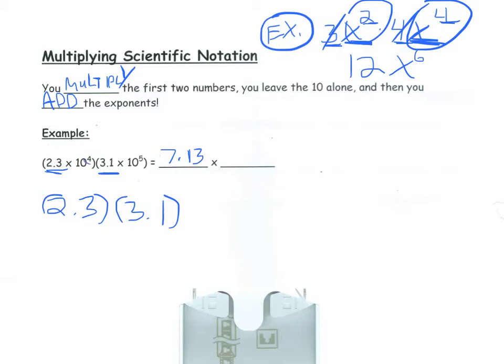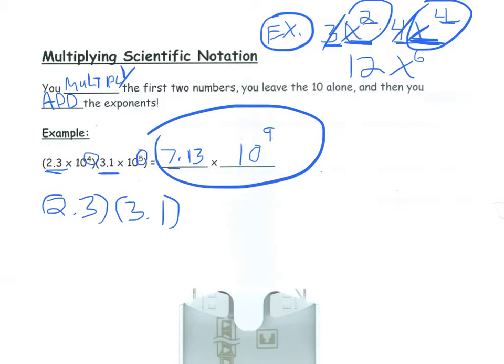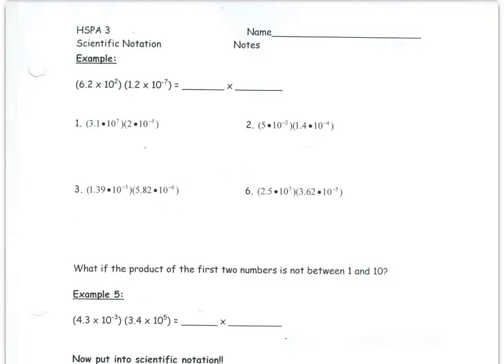And then I add these exponents, 4 and 5. So 4 plus 5 gives me 9, so it's times 10 to the 9th. And this is in scientific notation. The key is there's only one non-zero digit to the left of that decimal. So that's your answer. You just multiply the numbers and added the exponents for the base of 10. Okay, let's go to the next page.